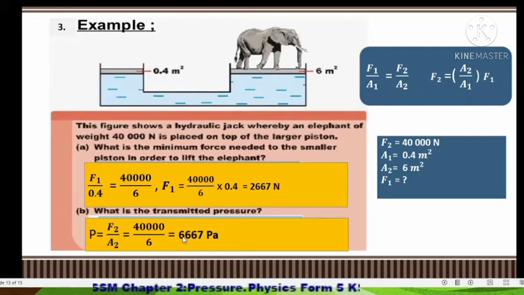We get 6,667 Pascal. Meaning at the input piston, 6,667 Pascal. At the second piston, also 6,667 Pascal. Okay.